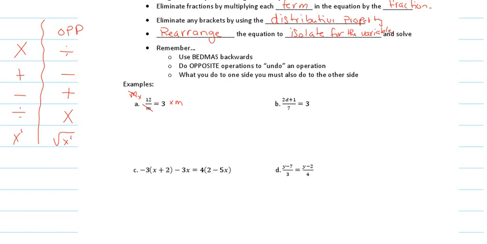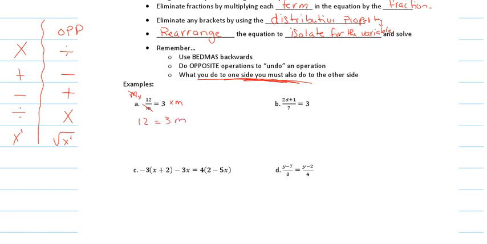Did I follow the rule that what you do to one side, you must do to the other? I did. If you don't do that, you won't get the right answer. So because I multiplied this side by m, I have to multiply this side by m. Okay? When I did that, I got rid of my denominator. So now I'm left with 12 equals 3m.